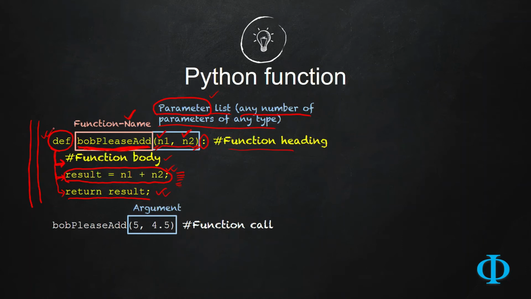First, implement it with the def keyword, then the function name followed by the parameters list. This line is called the function heading. After that you have to implement the function, which is called the function body, and here you have to implement the function logic. In our case it is just an addition, and finally return the result back.